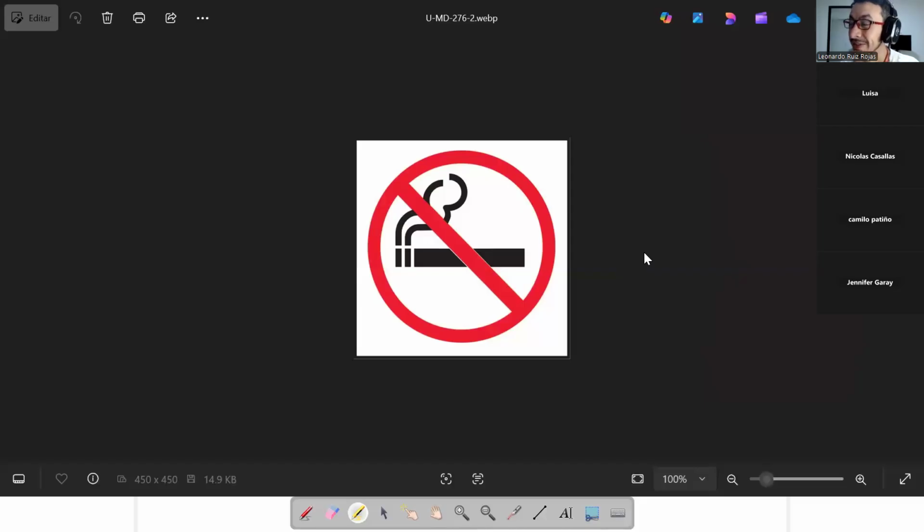It certainly means that you... eso sería una prohibición, ¿cierto? You can smoke here. Exacto, muy bien, ¿cierto? Entonces, it certainly means, ya está seguro, está obvio, es obvio la señal. It certainly means that you can't smoke here, right?